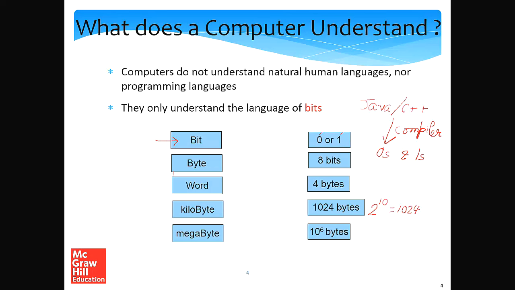Similarly, we can define mega. Mega is kilo times a kilo, which is roughly 1000 times 1000, or a million. And in computer science, mega is typically 2 raised to the power 10 multiplied by 2 raised to the power 10, which is 2 raised to the power 20. This is what a megabyte is, and it is close to 1 million, 10 to the power 6. As a result, you will find both numbers being used, and which variant is being used needs to be inferred from the context.